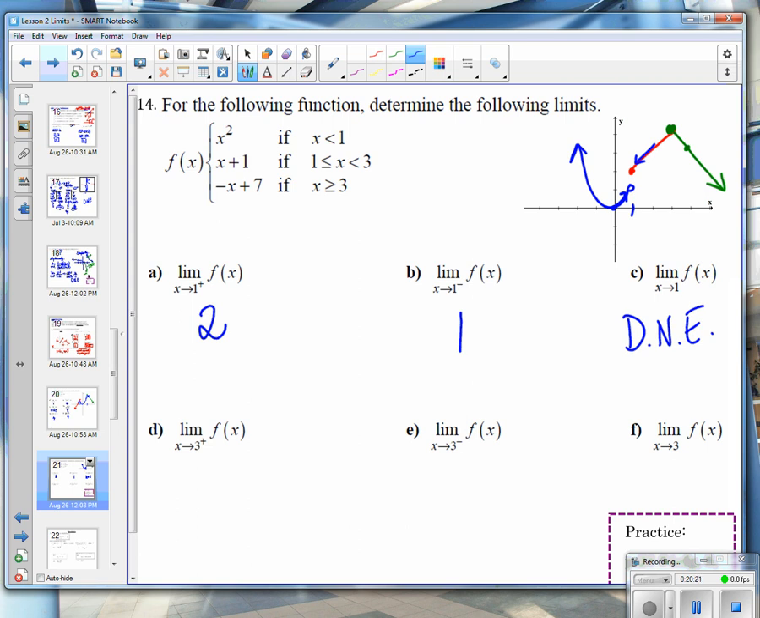And if we take a look at 3, so here's our 3, we've kind of got this closed circle there. That's why it's maybe a little bit more confusing. Obviously 3 from the right, I'm approaching 4. 3 from the left, I'm approaching 4, and therefore the limit must be equal to 4, which is good.